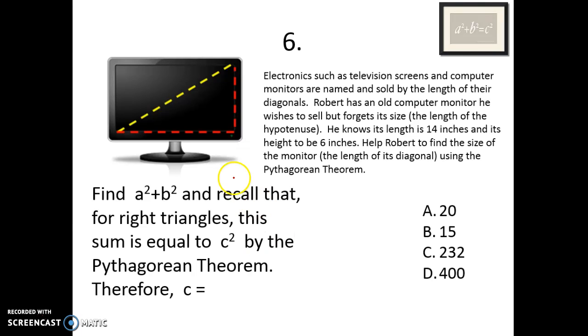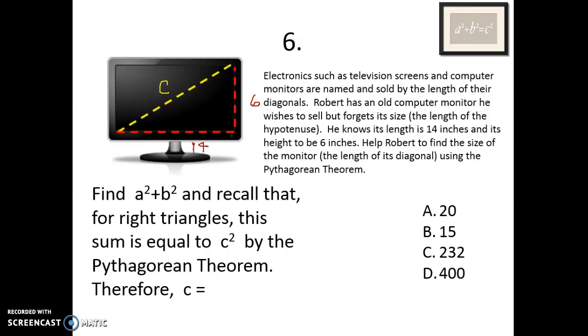So let's see, we got 14 here. We'll call it down here, all right? 14. And its height to be 6. So he wants to find the length of the diagonal. And that's what we don't know. And here's another thing. The length of the diagonal is our hypotenuse, right? So I'm just going to call it C.